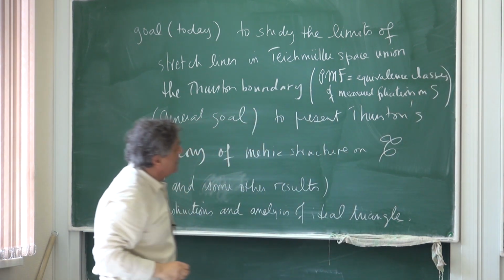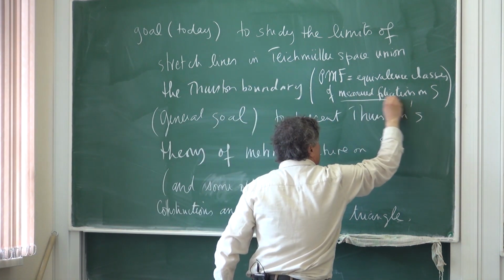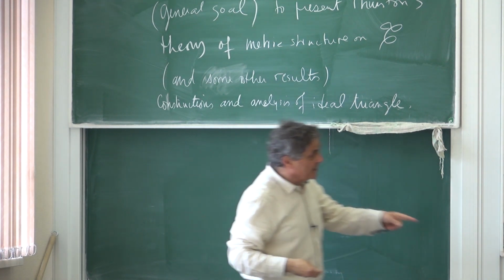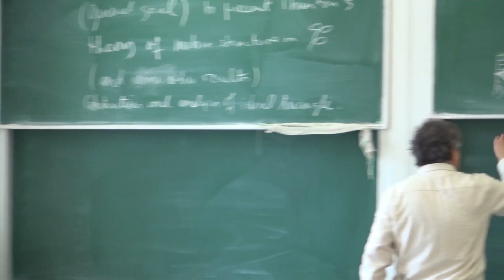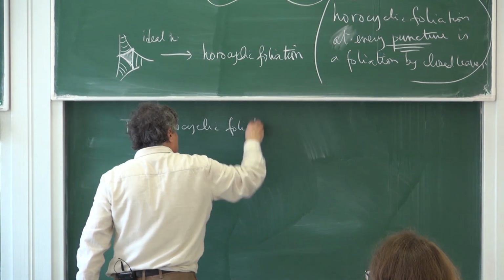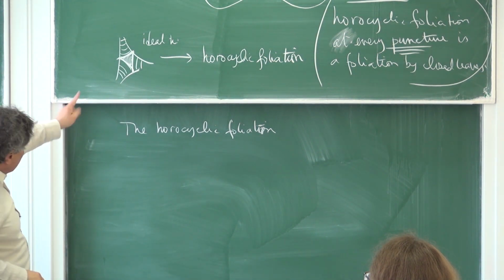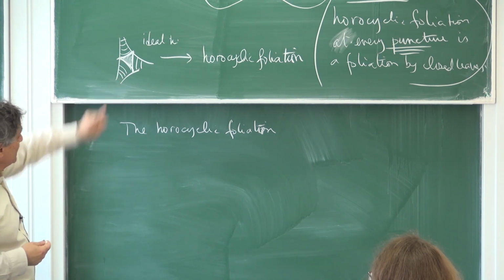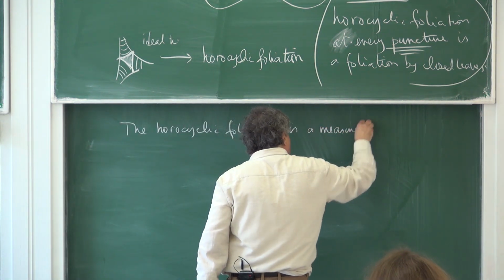On the surface, which I call S, I will talk more about this, but here we have this space of measured foliations. Right from here, let me say or recall that the horocyclic foliation, whether it is the horocyclic foliation of an individual ideal triangle or a horocyclic foliation obtained by gluing ideal triangles, is in fact a measured foliation.